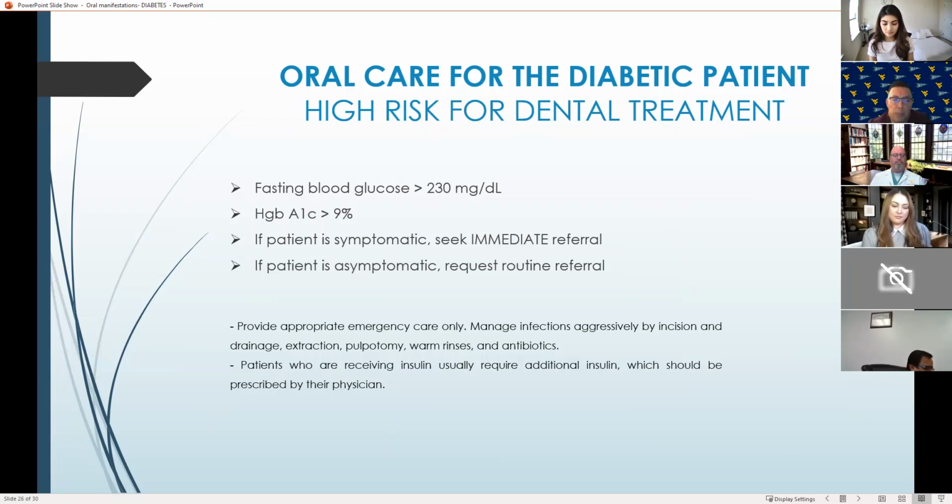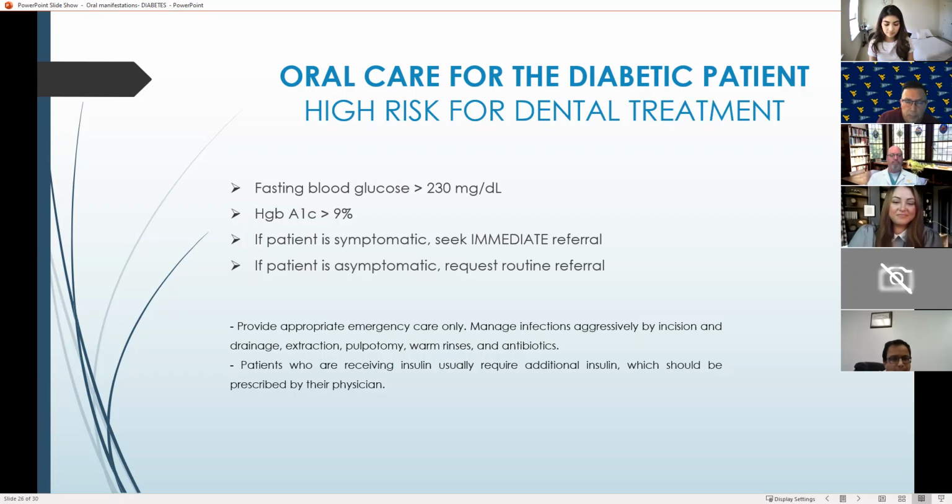Here we can provide appropriate emergency care only, and manage infections aggressively by incision and drainage, tooth extraction, pulpotomy, which is a conservative treatment usually the first step for a root canal therapy, warm rinses, and antibiotics. Patients who are receiving insulin usually require additional insulin, which should be prescribed by their physician.